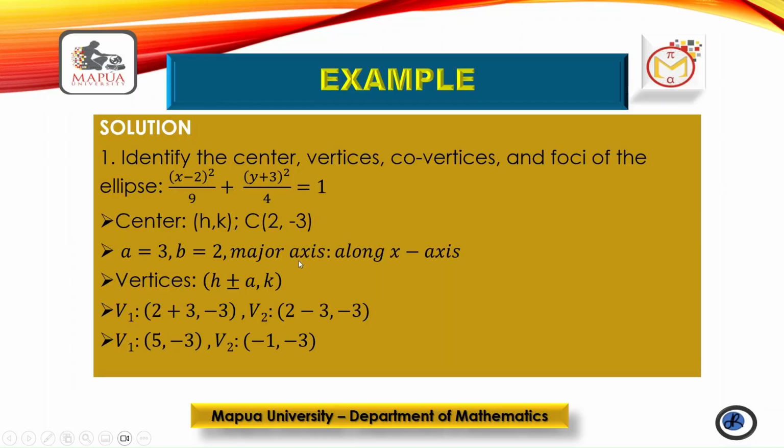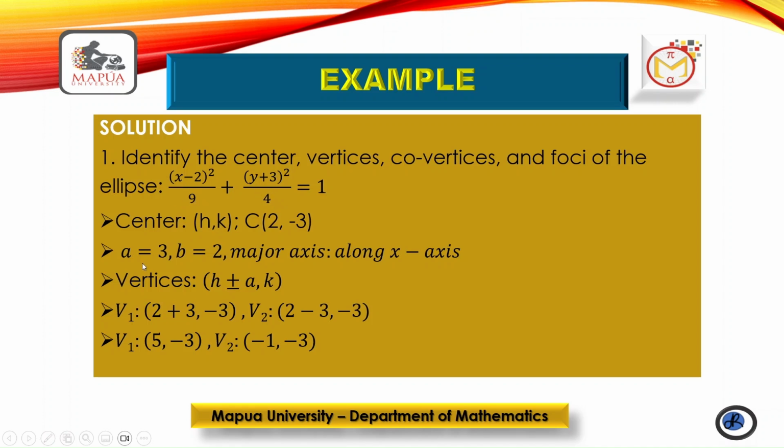These are some examples. The first one is to identify the center, vertices, co-vertices, and foci of the ellipse, which is already in standard form as (x minus 2) squared over 9 plus (y plus 3) squared over 4 equals 1. The center is at (2, negative 3) because this is h and this is k. For a, this is a squared and this is our b squared.